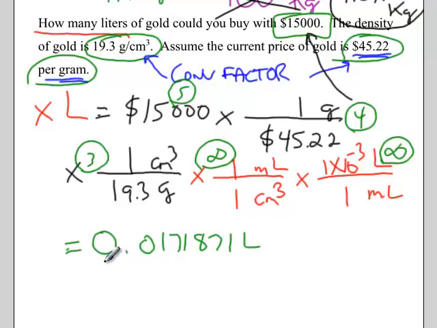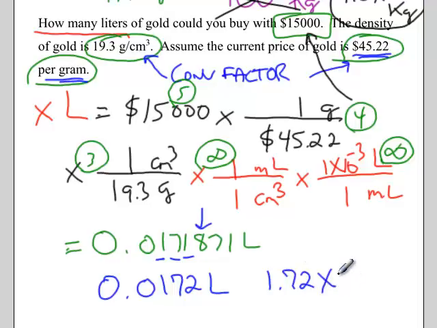I don't start counting at the 0. I have to start at the first non-zero digit, which is the 1, the 7, and the 1. Look to the right of it, that's an 8, so this is going to be rounded up to 0.0172, or in scientific notation, 1.72 times 10 to the negative 2 liters.